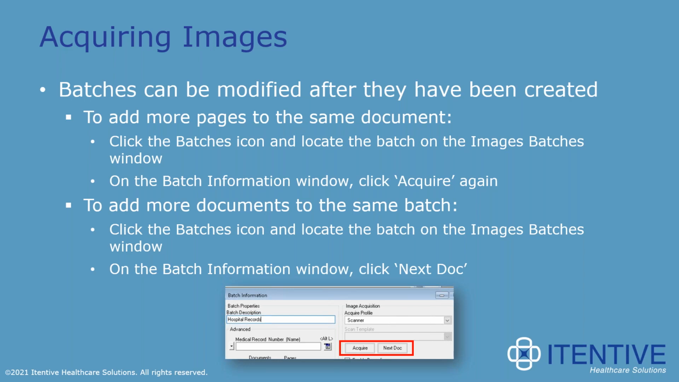So again, we click that batches icon to open up that existing batch. And then on this batch information window, instead of clicking acquire, now we click next doc. So again, that's pulling those pages as a separate document type into our existing batch.